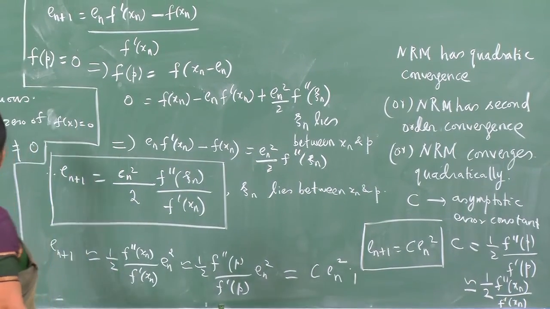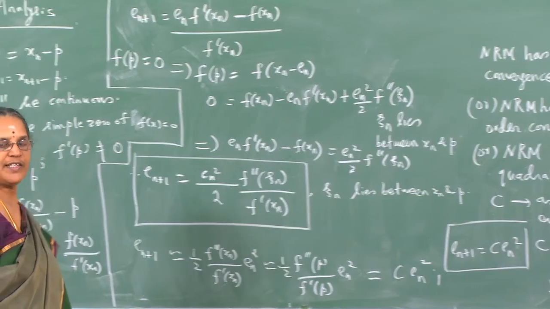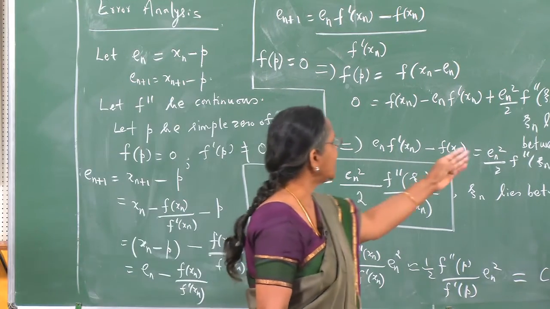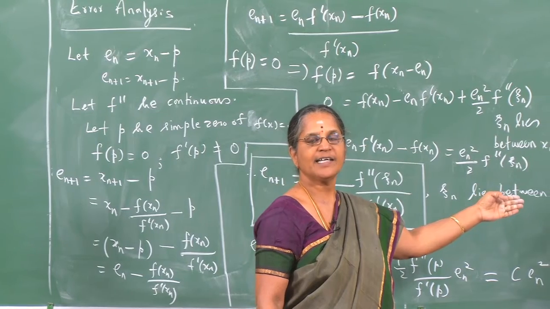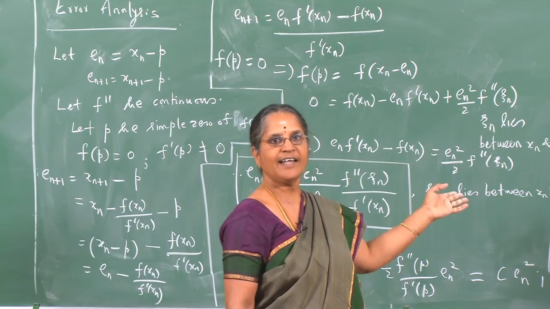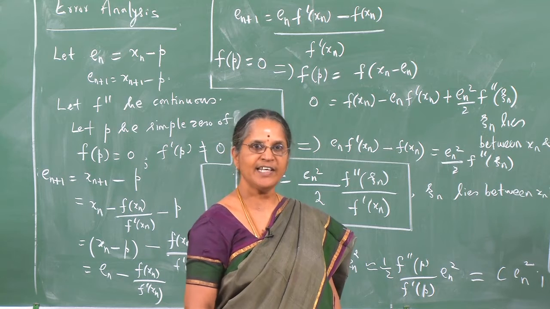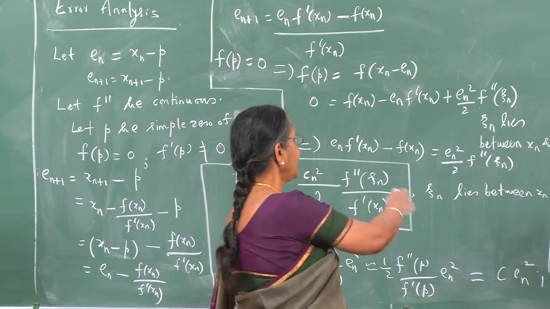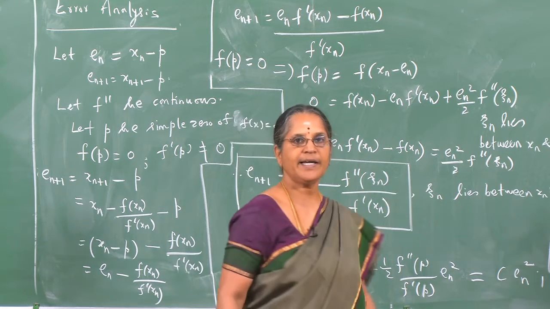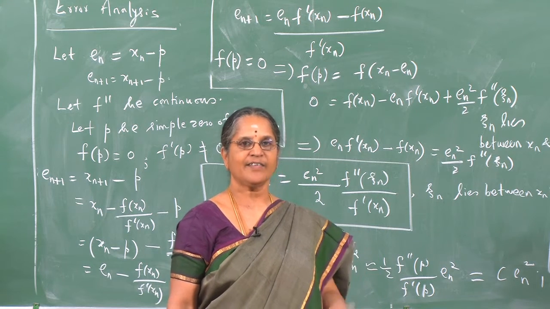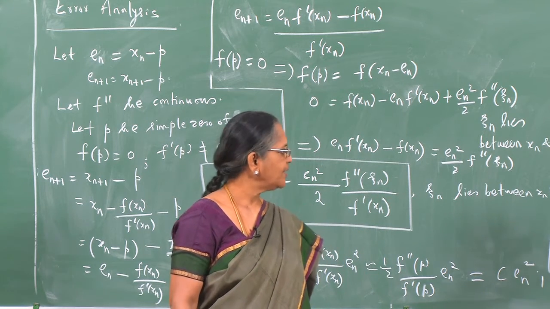So, the error analysis clearly shows that the Newton-Raphson method has quadratic convergence, and therefore, it is much better than the order of convergence of bisection method, which converges linearly, and that is why the successive iterates generated by Newton-Raphson method converge much faster than the bisection method.